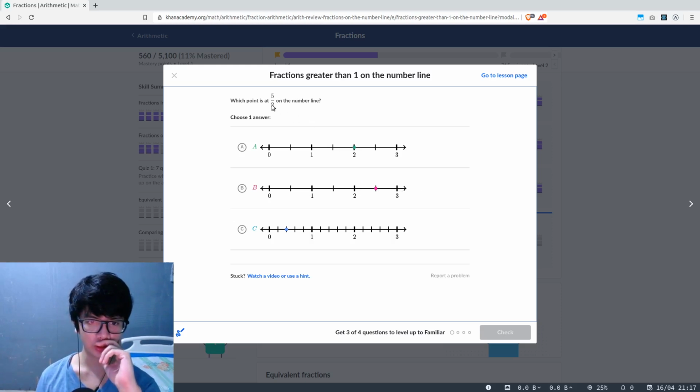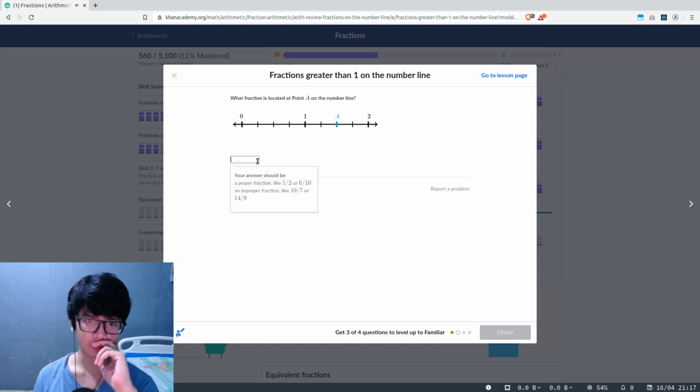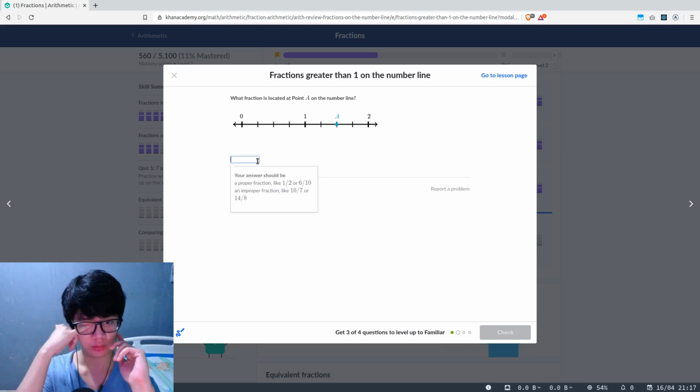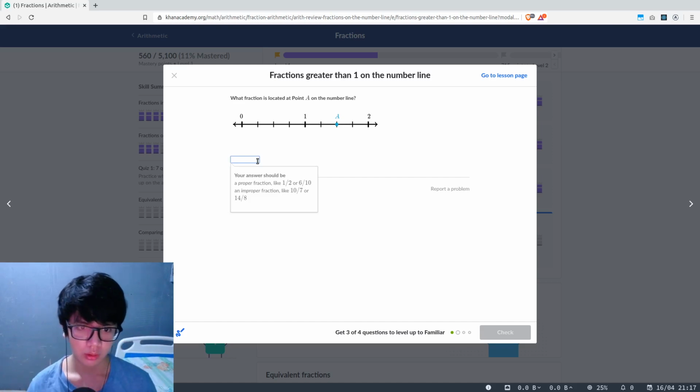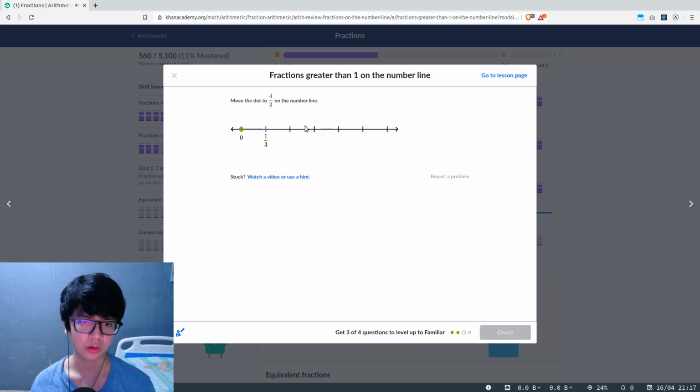So we have 2 in each hole, and then we can do 5. So I guess this must have 1, 2, 3, 4, 5. What fractions look at point A? Oh my gosh, what is this supposed to be? This is hard. Oh, we actually have the thing. So 1, 2, 3, 4. 1, 2, 3, 4. 6, 4. Okay, cool. Move the dot to 4/3 of the number line. Okay.